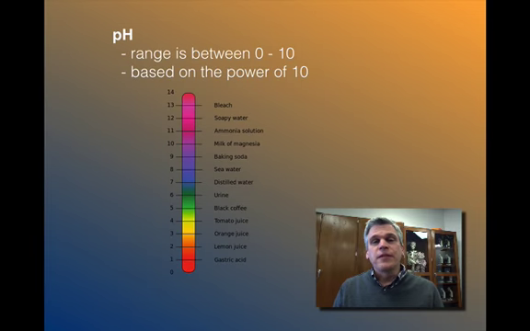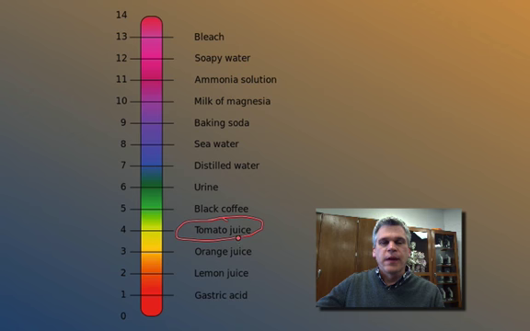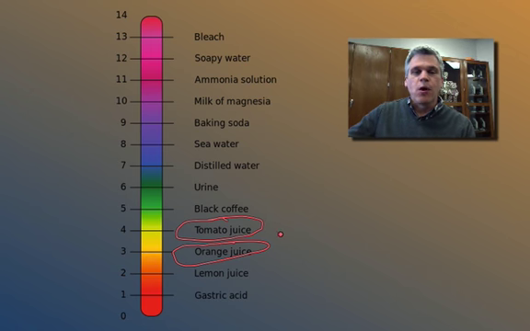Now, pH is based on the power of 10. So for instance, when we look at tomato juice, it has a pH of 4, and compare that to orange juice, which has a pH of 3. Orange juice is a stronger acid than tomato juice. Now, because this is based on the power of 10, orange juice is 10 times stronger than tomato juice.